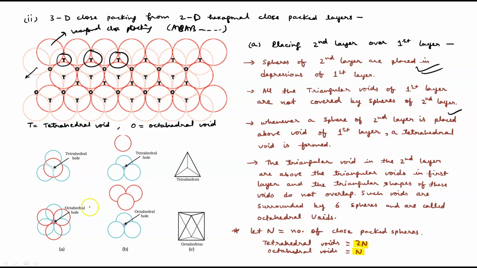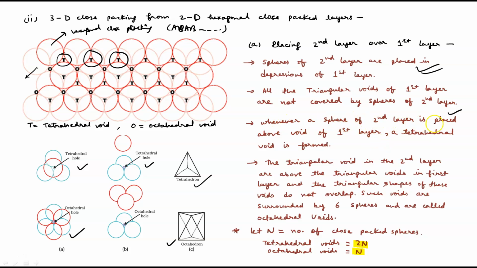You can see from the diagram, this is a tetrahedral hole and it looks like this. There are four constituent particles surrounding this void. This is a tetrahedron. And similarly, there are six constituent particles surrounding this void, an octahedral hole. This is similar to an octahedron. So let us read what we have written.